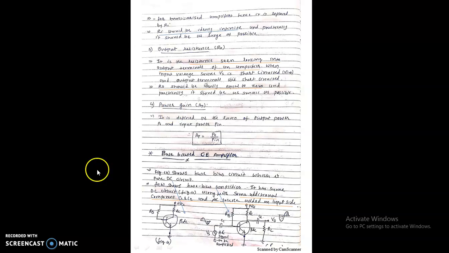Next topic is base bias AC amplifier. In the figure you can see two different circuits. One is a base bias circuit which is pure DC and another is an AC amplifier. The difference between these two figures: here the additional components are C1, C2 coupling capacitance and the AC source added in this input side. Only this difference between these two circuits. This is a pure DC and this is an AC. This is a base bias amplifier.